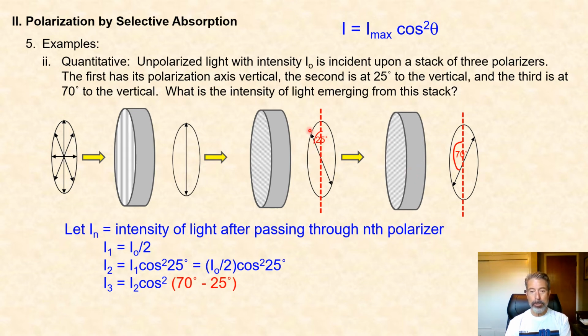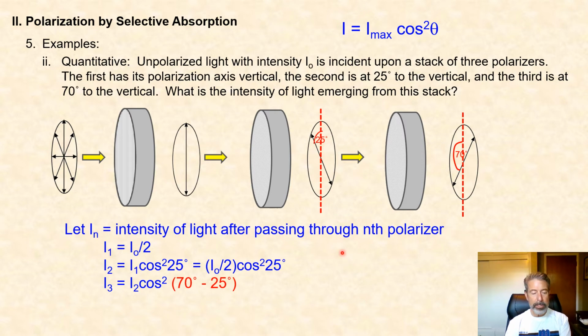Therefore, the angle between this polarized beam and the transmission axis, which is at a 70-degree angle to the vertical, will now be the difference between the 70-degree angle and the 25 degrees which defines the polarization direction of the incident beam here. Okay, so the angle we really need to find here between the direction of the polarized light and the direction of the transmission axis is the difference between these two angles.